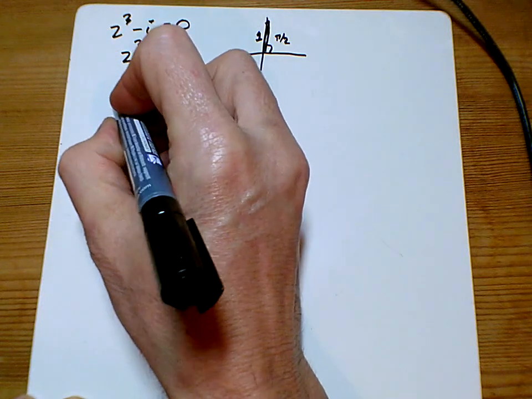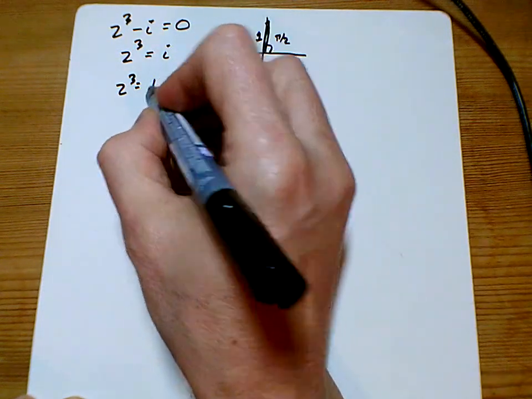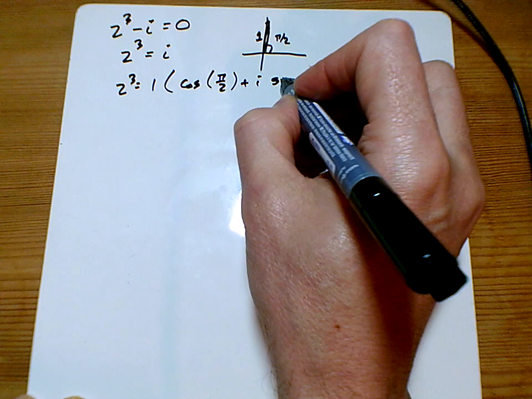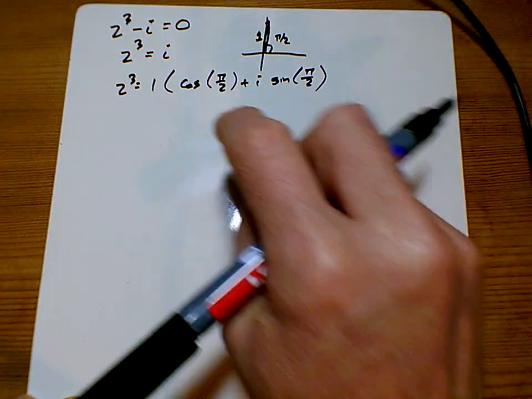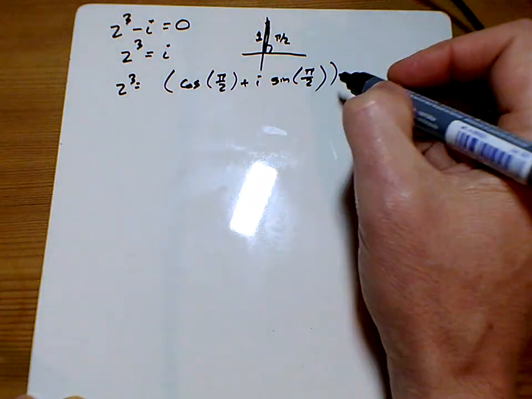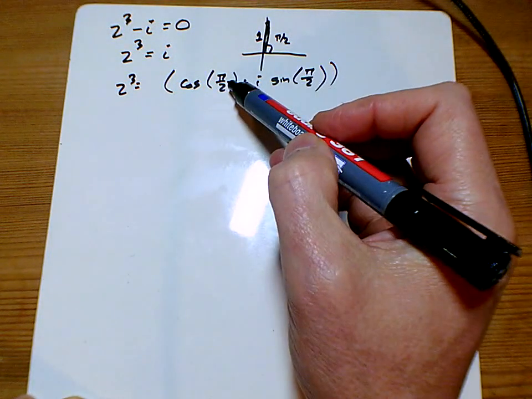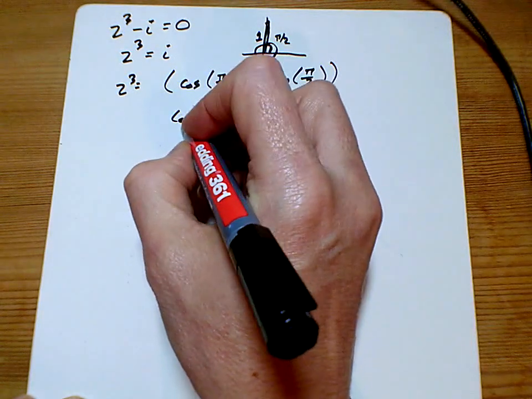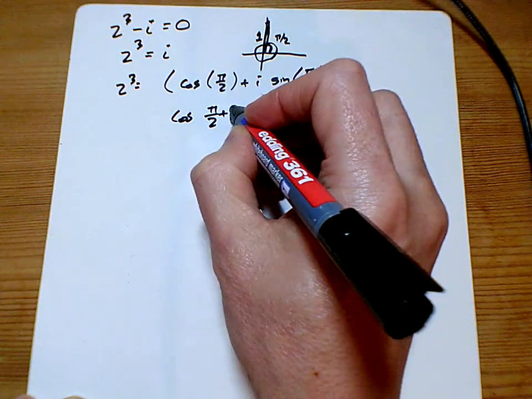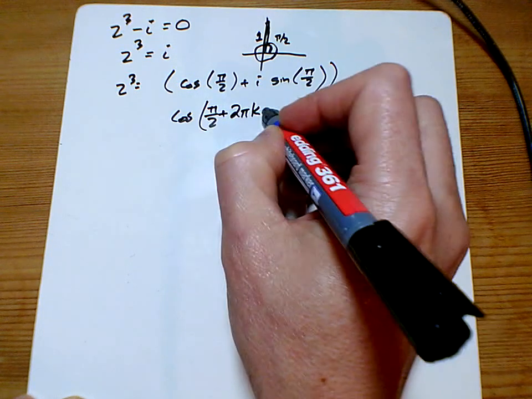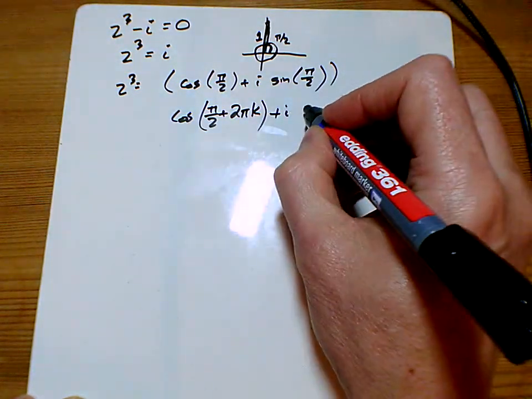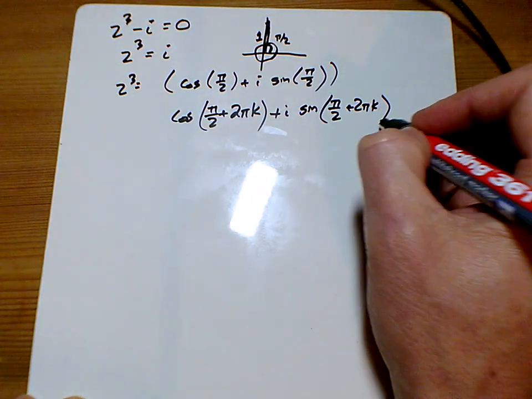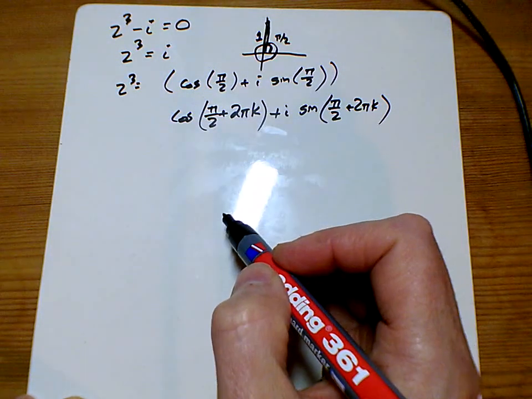So if we rewrite this now using our modulus argument form, it's one lot of cos pi over 2 plus i sine pi over 2. Ignoring the 1, as we did before. And again, as before, rather than just having this one angle here, this one time, why not go all the way around the circle and get there again? And so instead of just pi over 2, we could add 2 pi times by k. And we could do that as often as we like, depending on how many times we spin around the circle. So we've got that bit there. And that's what z cubed would be.